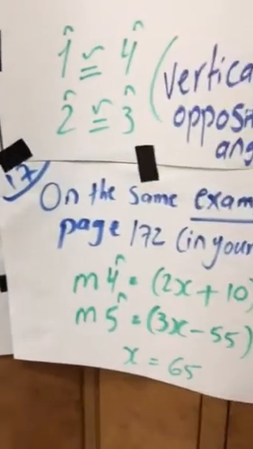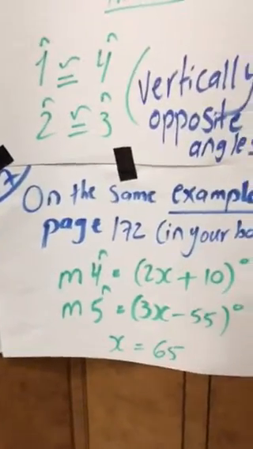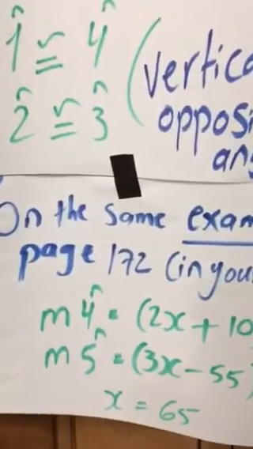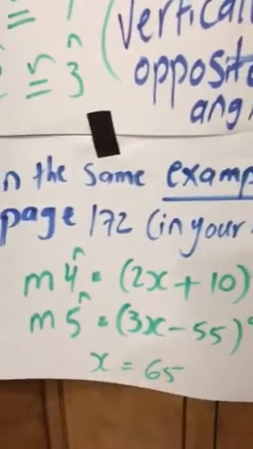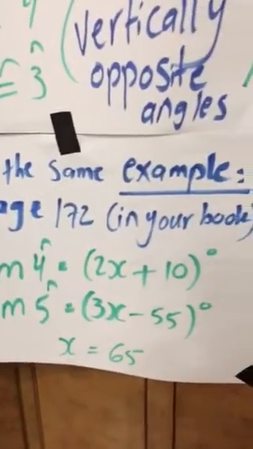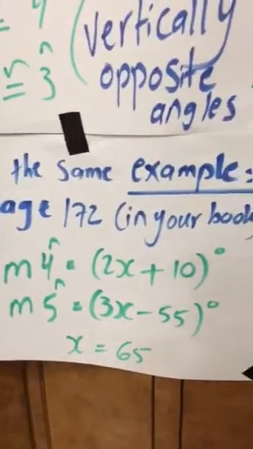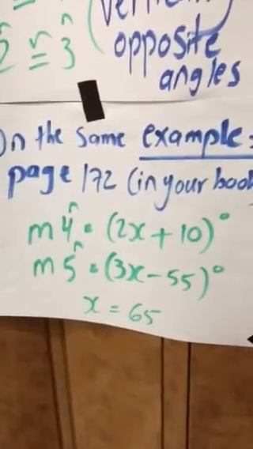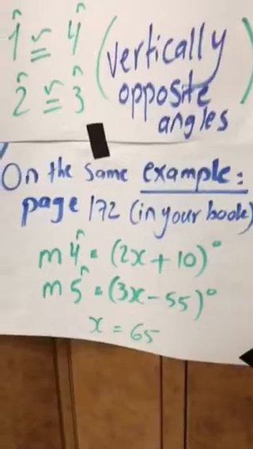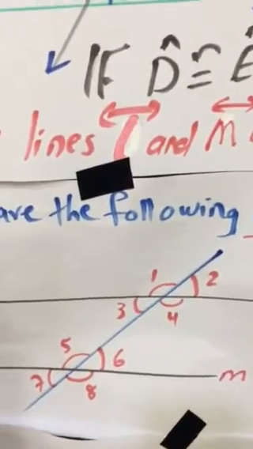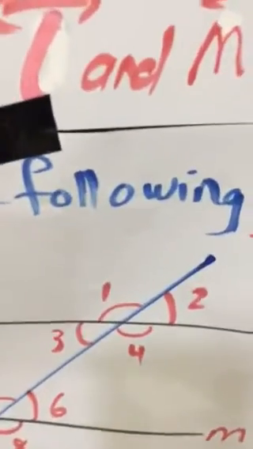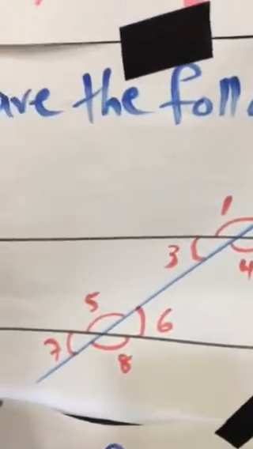Now we have on the same graph another question. This question is on page 172 in your book. He gives you the measure of angle 4, 2x plus 10, and the measure of angle 5, 3x minus 55, and a value for x, 65. Again, we are on the same graph. As you see, he talked about the measure of angle 4 and the measure of angle 5.